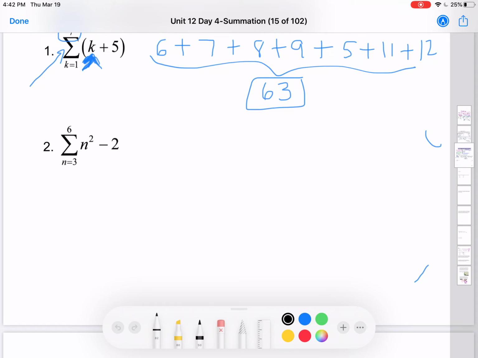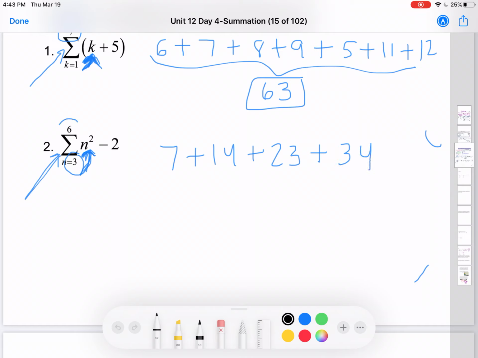Okay, first number I'm going to plug in is 3. So 3 squared is 9, minus 2 is 7. I'm going to put a plus sign between it again because this symbol sigma tells me to add up the numbers in the sequence. The next number after 3 is 4. 4 squared is 16. 16 minus 2 is 14. Now plug in the number 5. 5 squared, 25 minus 2 is 23. And then I'll plug in 6. 36 minus 2 is 34.